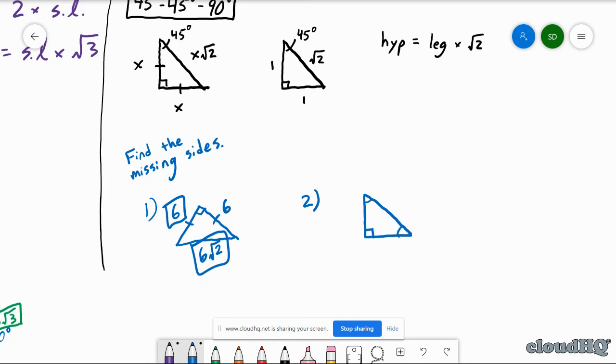Does this triangle have to be a 45, 45, 90? I didn't mark it as two sides congruent. Yeah, so we got a right angle, but I marked the other angles as congruent, so they have to be 45s. Good.